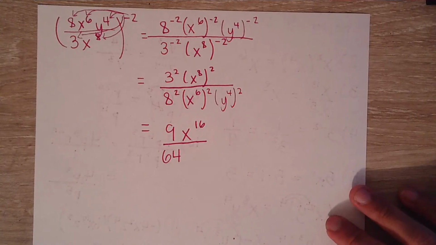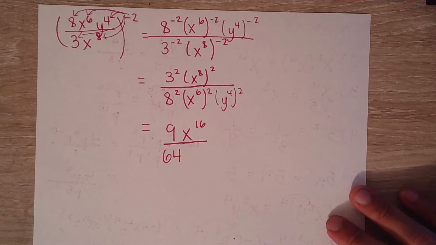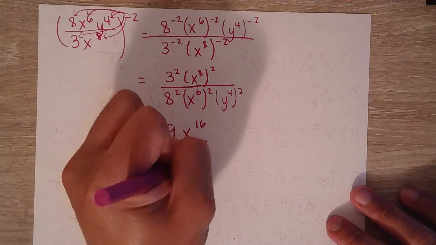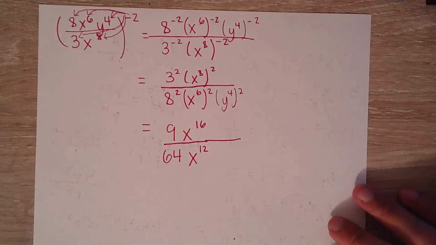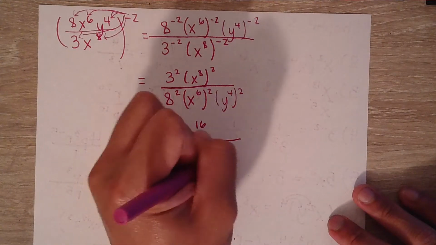x to the 6th power raised to the 2nd power is going to be x to the 12th power, multiplying those exponents. x to the 12th. And then on the bottom, we have y to the 4 times 2, which gives us 8. y to the 8th power.